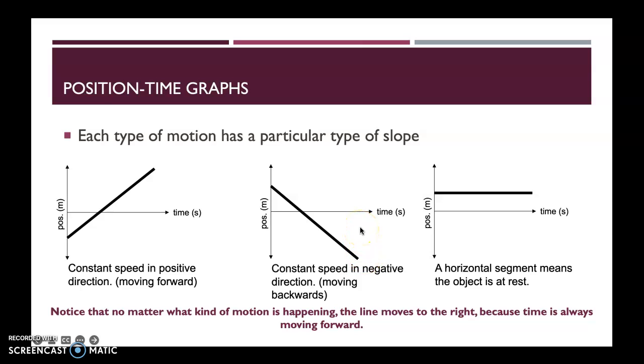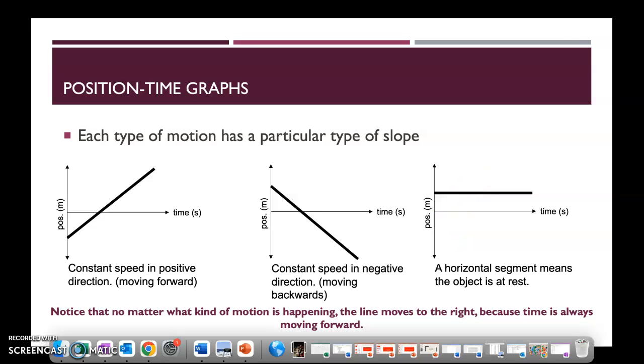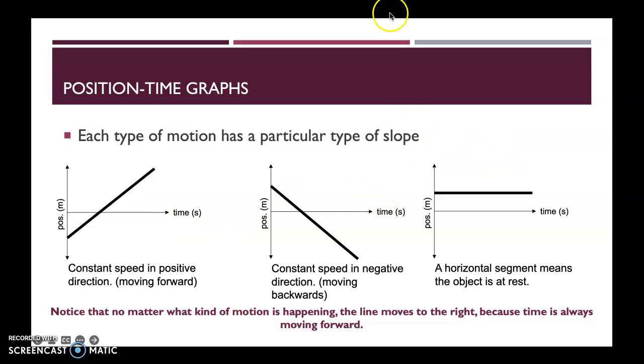No matter what kind of motion is happening, the line will always move to the right because time is always moving forward. So you will never see a line that starts here and then goes up and then goes backwards. You can't go backwards in time. So no matter what, the line will always be moving forward on the x-axis.